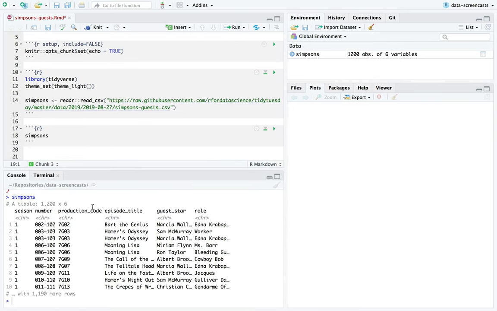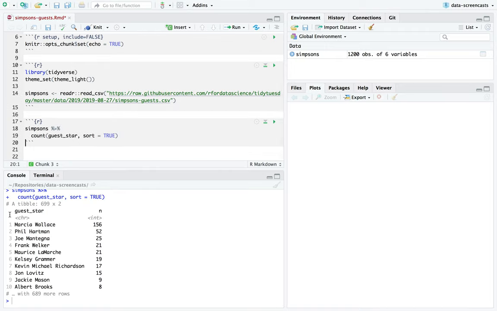What we've got here is one row for each guest star. I wonder if any guest stars have appeared multiple times. I love counting a column when you have categorical data. I'm sure some have. Oh, some appeared. All right, so hold on. Oh yeah, Phil Hartman was generally a famous actor, but I guess he wasn't in every episode. I think he's known for roles like Troy McClure.